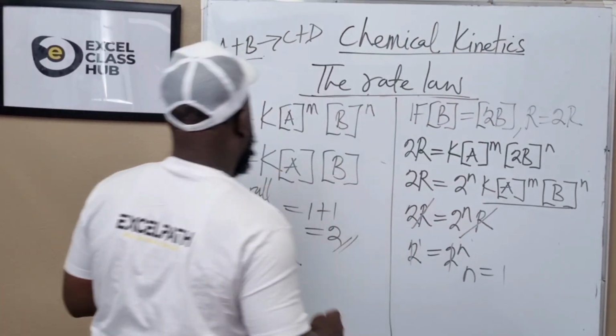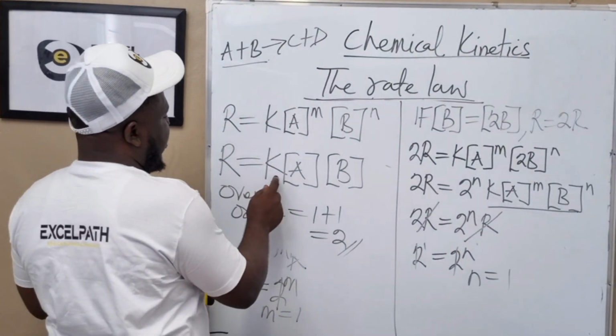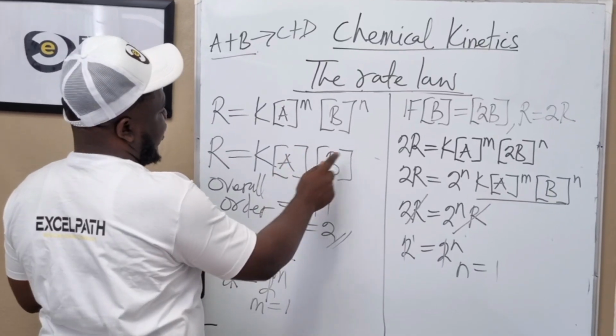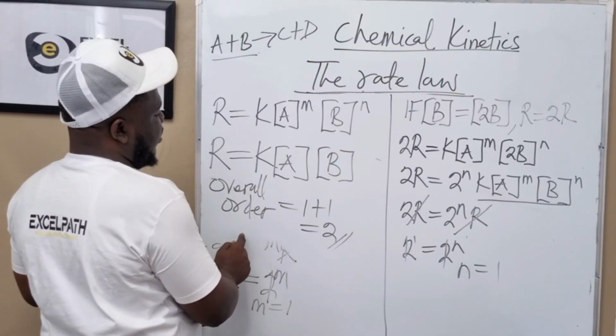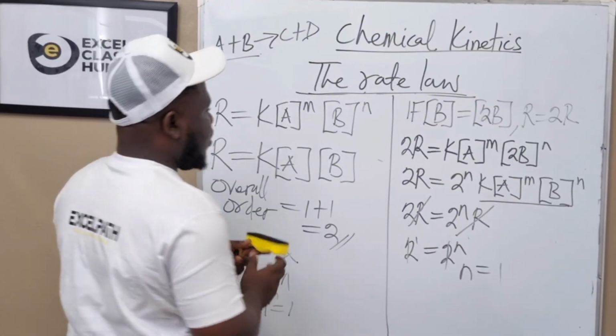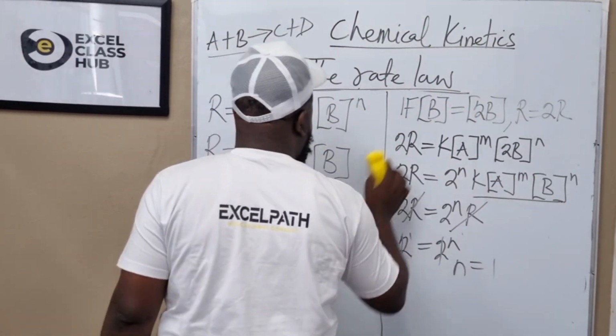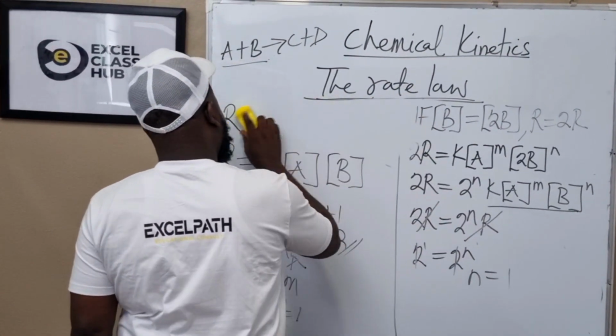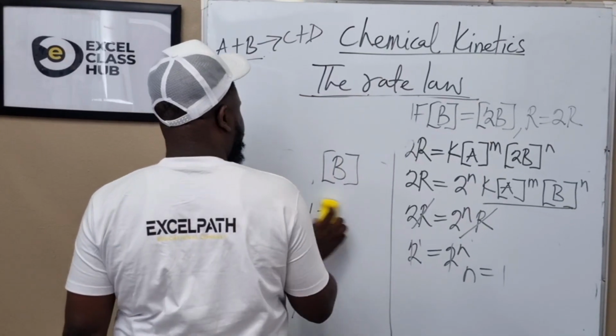So our rate law becomes R is equal to K, concentration of A, concentration of B. But the overall order becomes 1 plus 1, which is equal to 2. All right, let's look at another question. Another similar question of this sort.